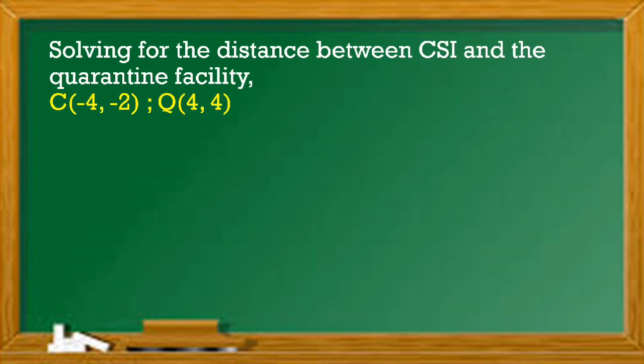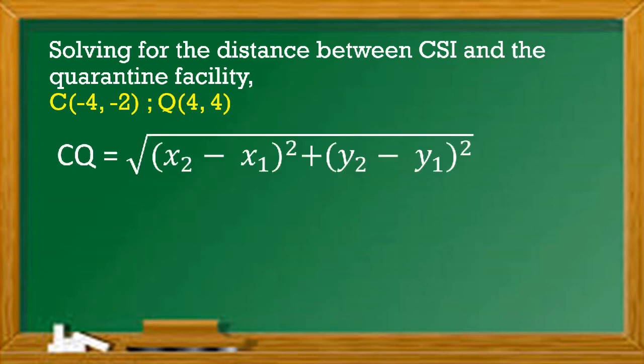Solving for the distance between CSI and the quarantine facility with point C (-4, -2) and point Q (4, 4). So let CQ be the distance between CSI and the quarantine facility. We will also apply the distance formula, which is the square root of the quantity x sub 2 minus x sub 1 squared plus the quantity y sub 2 minus y sub 1 squared.